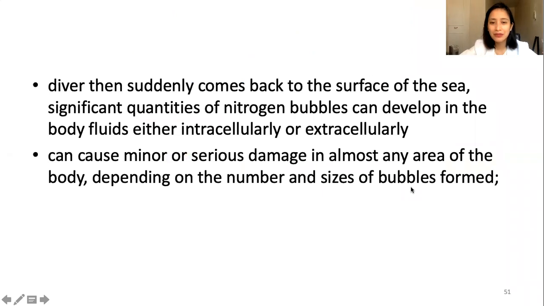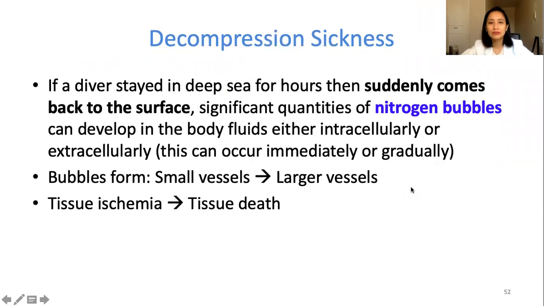It can cause minor or serious damage in almost any area of the body, depending on the number and size of the bubbles formed. So that's not good. The nitrogen bubbles can form in small vessels to large vessels. And when the bubbles block your large vessels, it can cause tissue ischemia or tissue death. Somewhat similar to your air embolism.